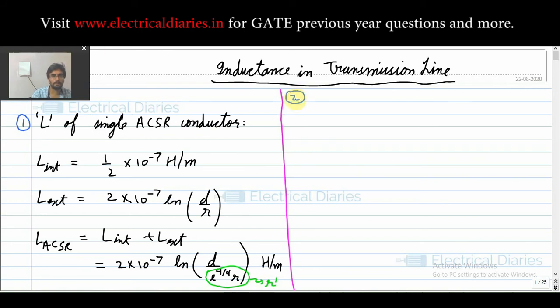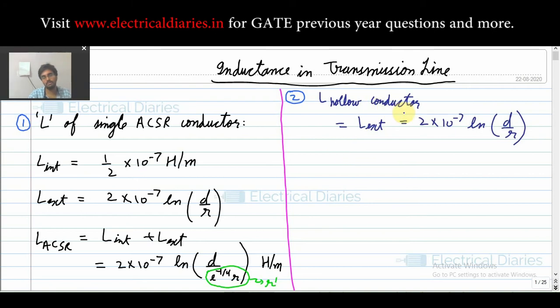Now the second formula is the L of hollow conductor. L of hollow conductor is equal to your L external only, that is 2 into 10 to the power minus 7 ln d by r. Remember, here the small r was the radius of the ACSR conductor; here it will be the radius of the hollow conductor, and d is the point at which you want to find the inductance. So the second is over.